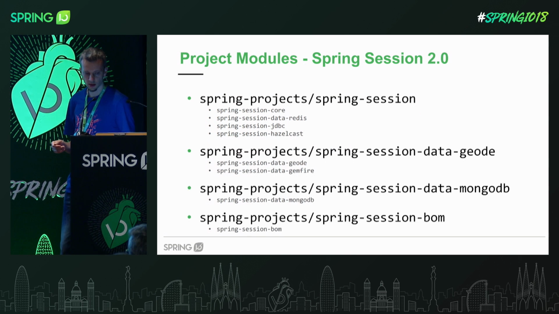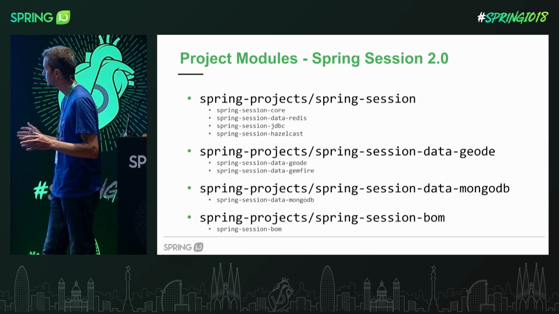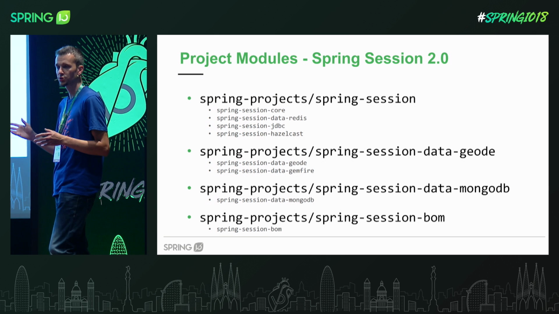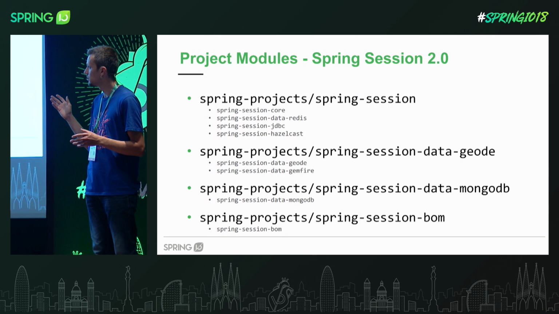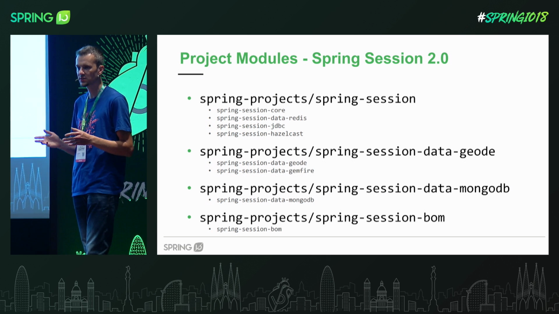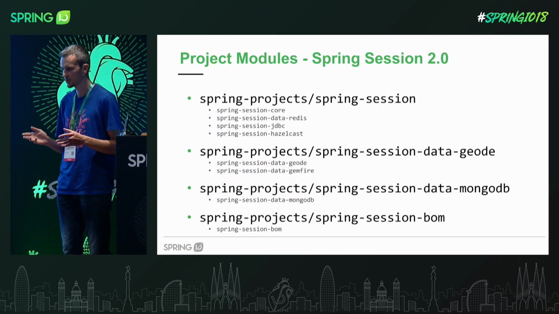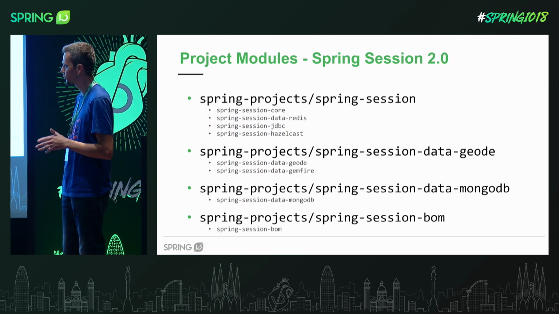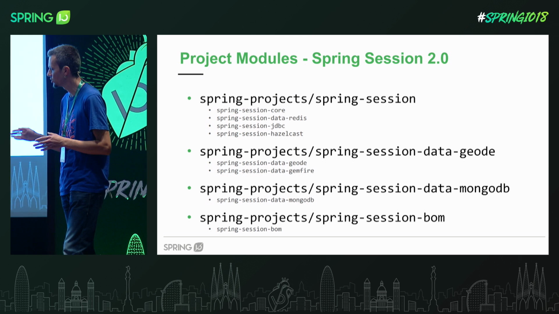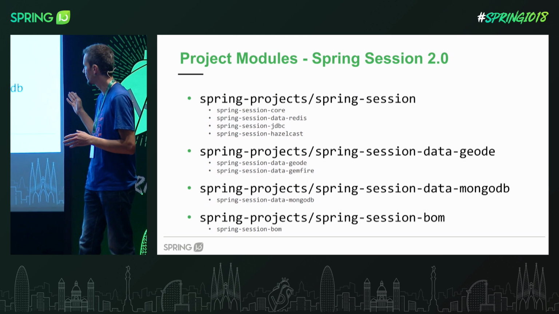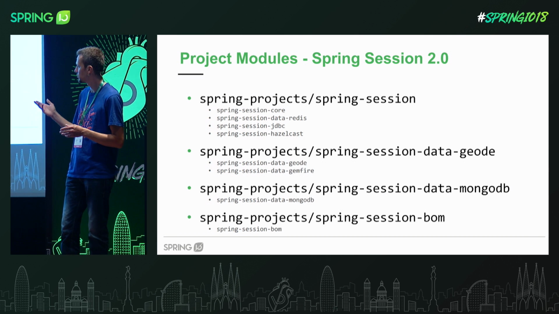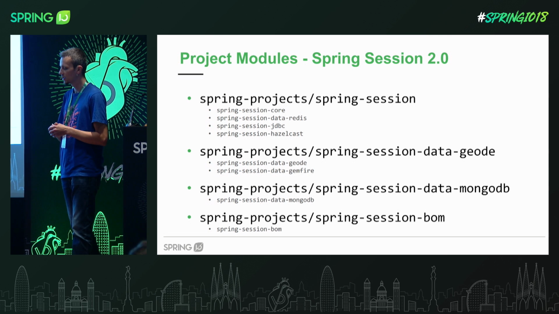On the other hand, with Spring Session 2, we've split it to multiple repos. So the main Spring Session repo still produces several artifacts. This is Spring Session Core, Spring Session Data Redis, Spring Session JDBC, and Hazelcast. So these are all produced by the main Spring Session repo. On the other hand, we've got Spring Session Data Geode, which produces Data Geode and Data Gemfire Spring Session modules, and we've got Spring Session Data MongoDB repo which produces this MongoDB jar.